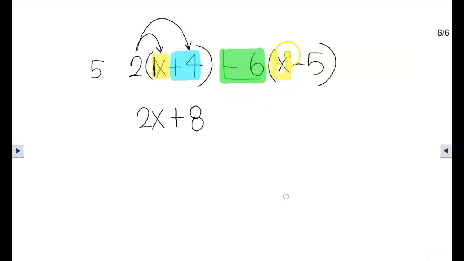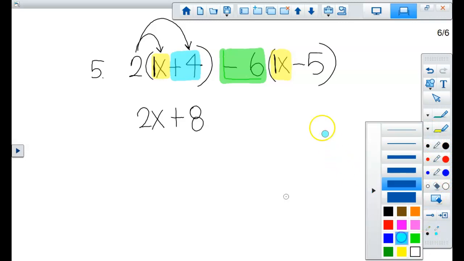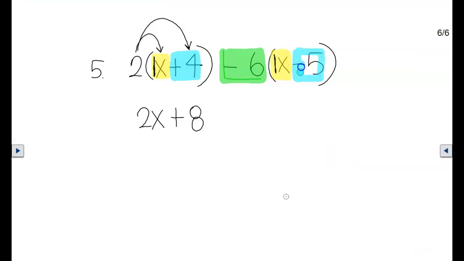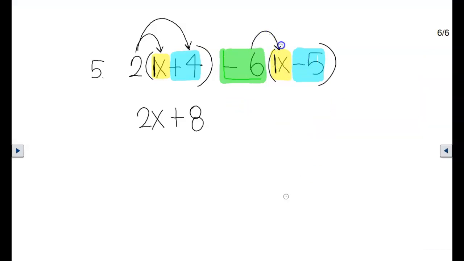Now, what are the members of negative 6's group? Well, x is the first member, and we know that is 1x. And then we're going to let that minus sign stay with that 5, so the second member of his group is a negative 5. So we're going to take negative 6, we let that minus stay with that 6, and multiply it by each member of this group. So you're going to do a negative 6 times 1x.